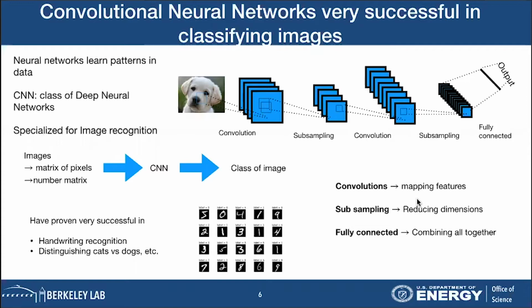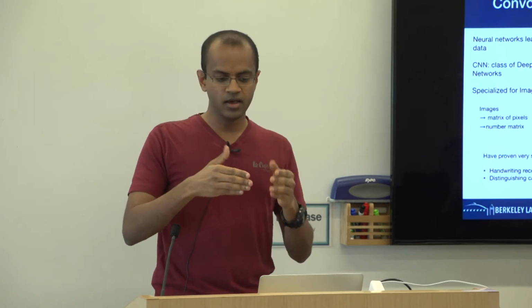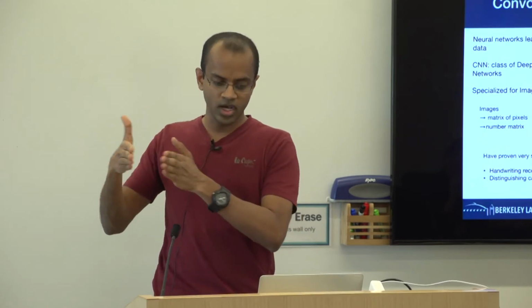CNNs, there are many types, and some of them are extremely complicated, but they typically have certain standard blocks. They often start with a convolutional layer, whose main purpose is to map high-level features from the image. These convolution layers make the dimensionality quite high at that layer, and the dimensionality is reduced by what are called subsampling layers. Typically, these two layers are repeated quite a few times.